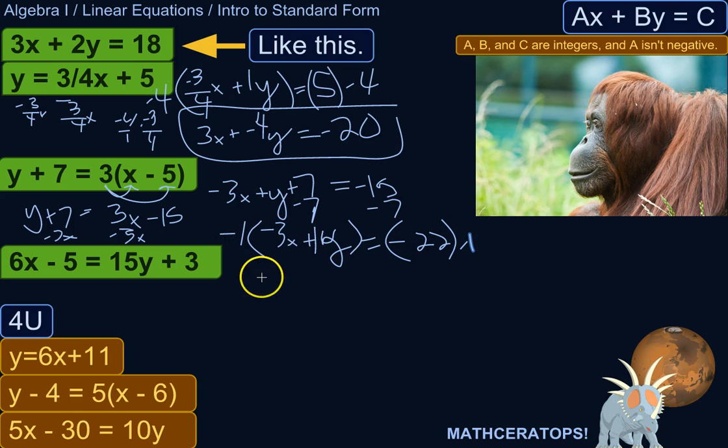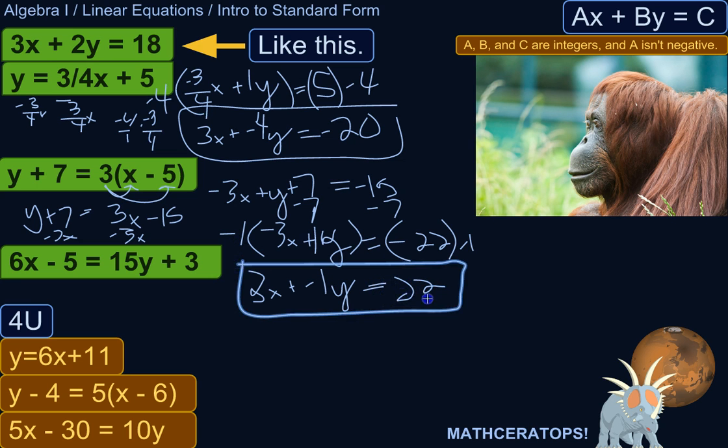So negative 1 times negative 3 is just 3. So that's 3x plus negative 1y. So negative 1 times 1 is negative 1y. And then negative 22 times negative 1 would just be 22. So here we go. So a, b, and c are integers, and a is no longer negative. So we call that standard form. That's looking pretty good.